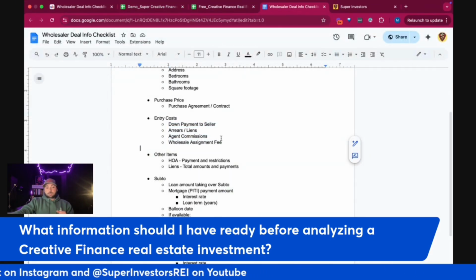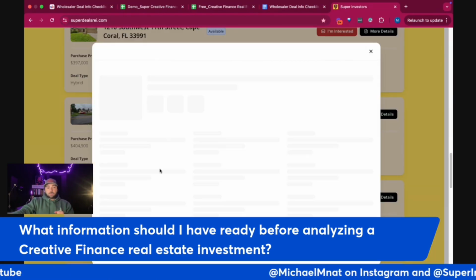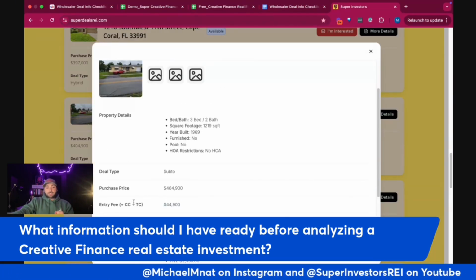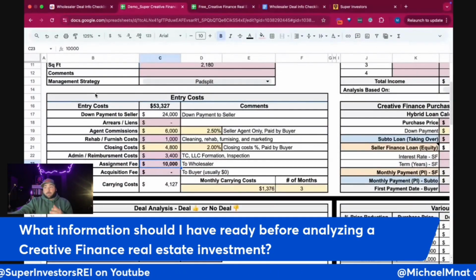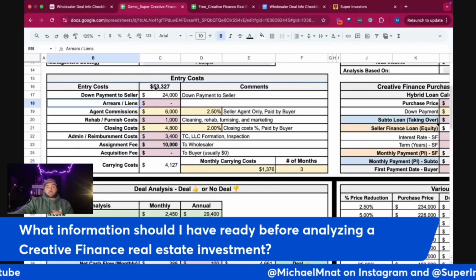So entry costs, ideally you have at least this full dollar amount. You have that amount here, and then you can estimate the closing costs and transaction coordinator costs. That's all in the entry part of this calculator. This is on both the free and the paid. You need this to analyze deals. So all that's in here.